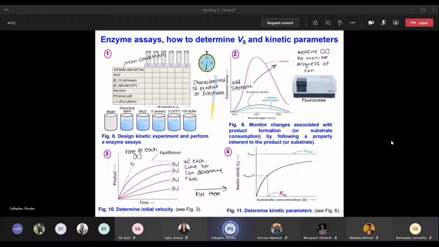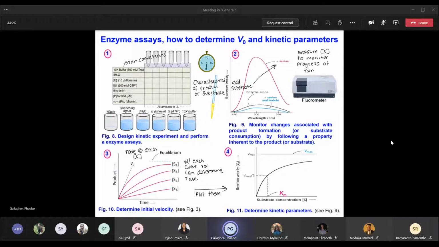So this slide is pretty much showing you how it's all determined in a lab setting, how they can essentially prove the Michaelis-Menten equation kinetics is what works. So you don't have to know the details of this, maybe just the general steps associated with it. But I would say it's pretty low yield.